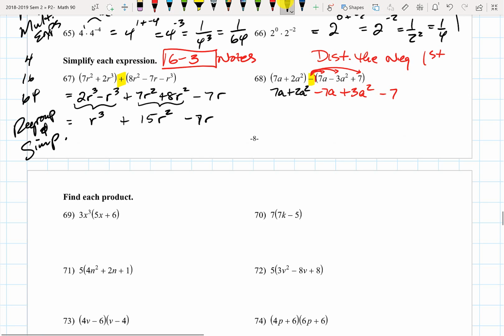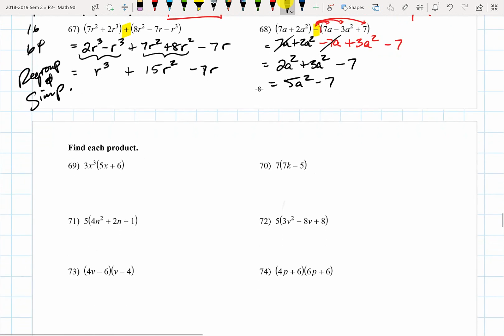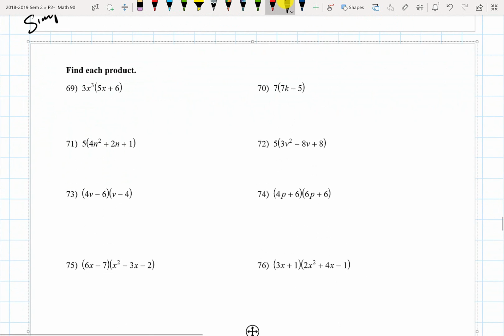Okay, and then regroup. So my squared terms: 2a squared, and then I have a plus 3a squared. And then I see 7a and a minus 7a, they cancel. And then I see a minus 7. So this one actually is fairly straightforward. I get 5a squared minus 7. And that's 68, okay?